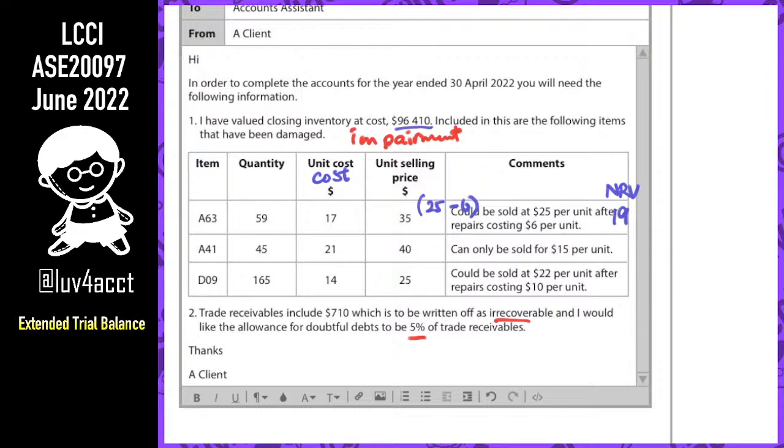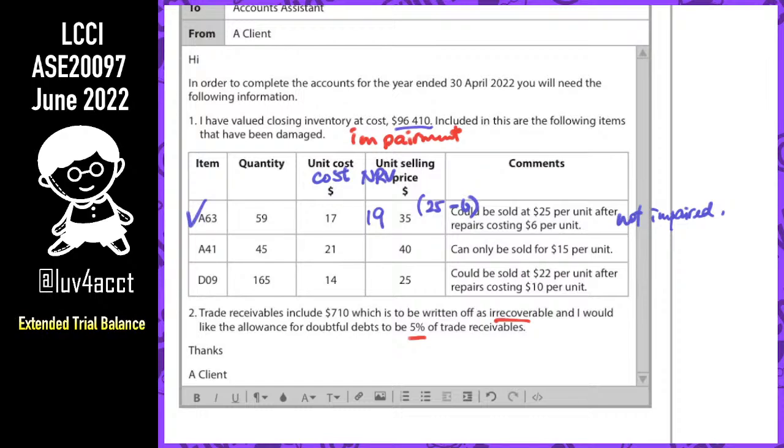Okay, so we can see, or we shouldn't write it here. Let me put it here. NRV being 19, so it is not impaired. If it is not impaired, then we do not have to make any adjustment. Only when it is impaired, that is, the new market value is lower than the cost, then we have to make an adjustment. So the next item, this one is good.